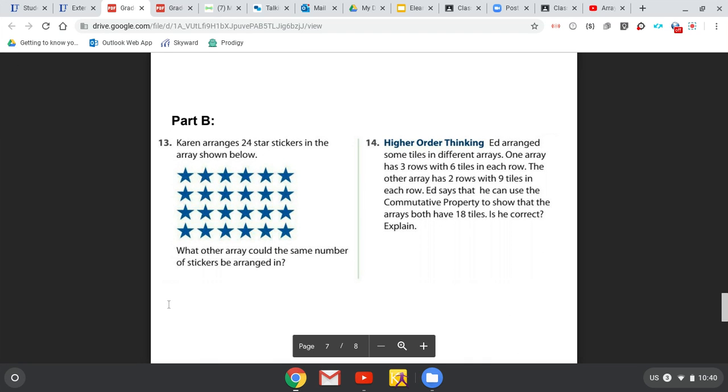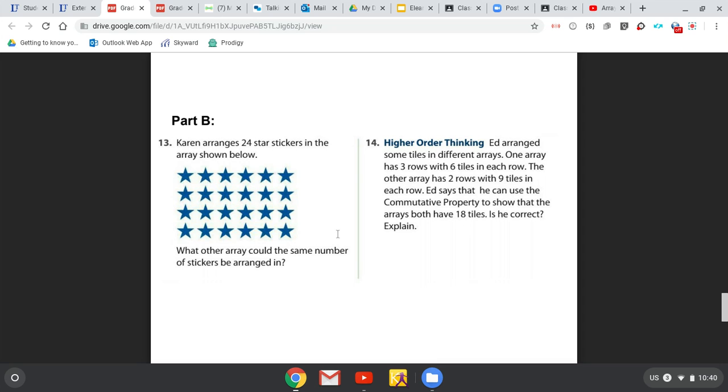Part B has 2 problems. Number 13, Karen arranges 24 star stickers in the array shown below. What other array could the same number of stickers be arranged in? How could you have 24 stickers but make a different array? Show that here.